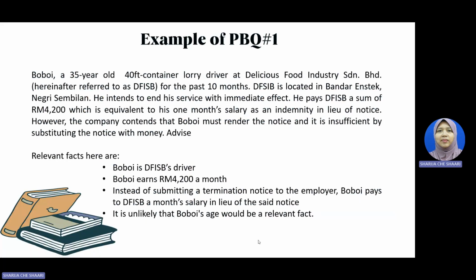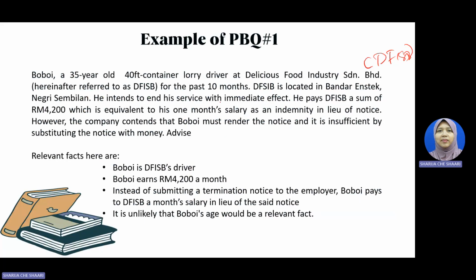Boboy, a 35-year-old 40-feet container lorry driver at Delicious Food Industries Berhad, hereafter referred to as the FISB. So you do not have to write in full all the time. If you have put it in a bracket, then it's a short form. If you do not want to write even this long, you can just write "the FISB". That is sufficient, so that you have indicated that the FISB here refers to Delicious Food Industries Berhad. For the past 10 months, the FISB is located in Bandar Estak, Negeri Sembilan.